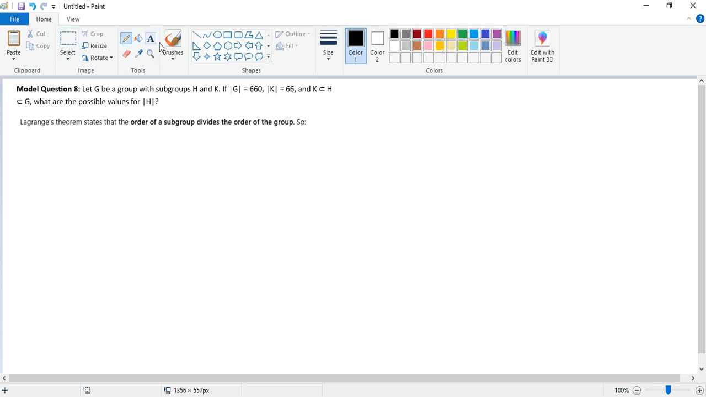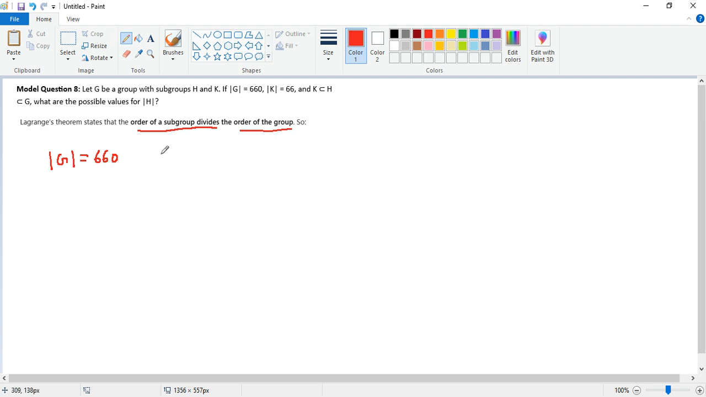Okay, so in this video we'll discuss this problem from the model question paper, but this is about Lagrange's theorem. According to Lagrange's theorem, the order of a subgroup divides the order of the group, which means if, like in this question, we have a group whose order is 660, this means there are 660 elements in that group, right?